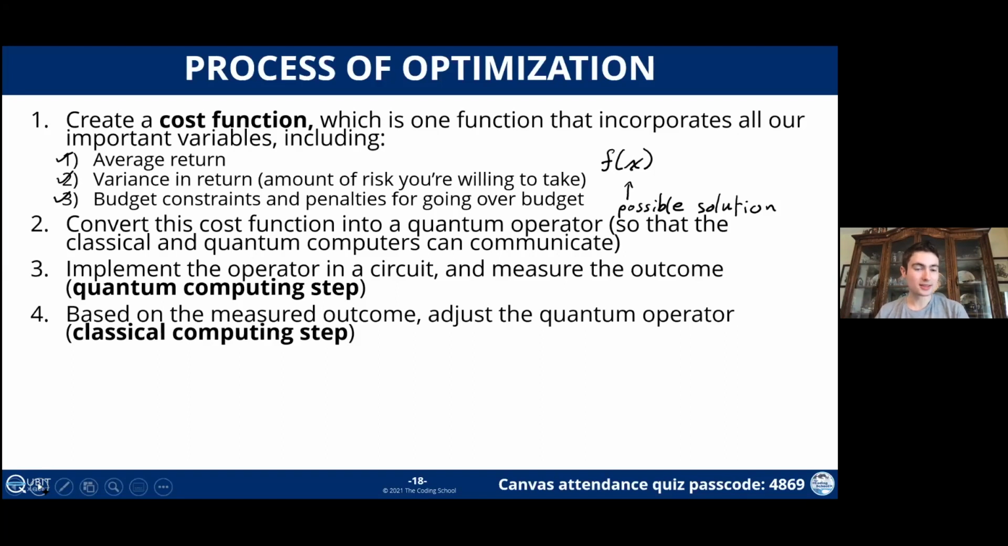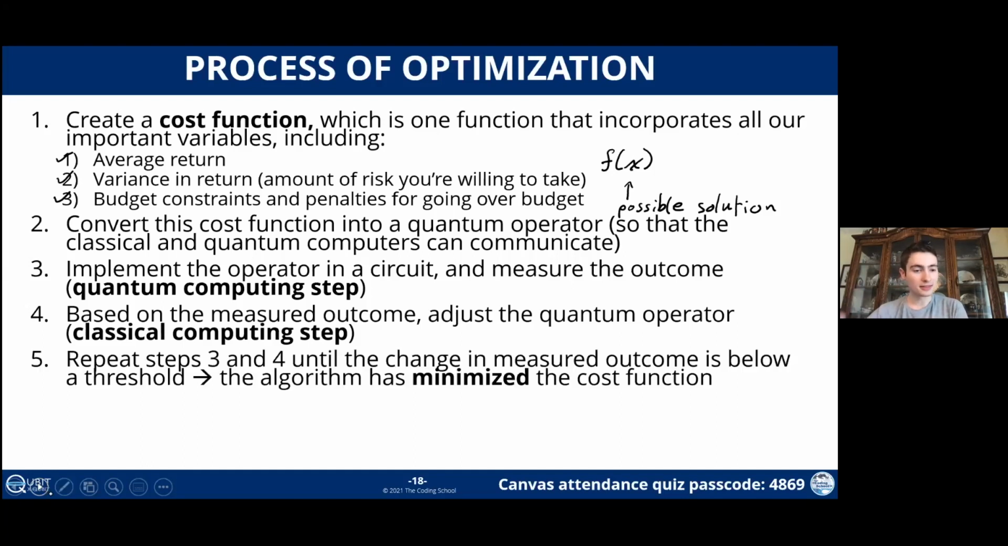Then step four, so this is going into our loop. Sometimes you'll hear this called the optimization loop. Based on the measured outcome, we're going to adjust the quantum operator. So our classical computer is going to do some number crunching and give the quantum computer a slightly different operator to measure. Okay, so that's the part where we get some feedback, then we update our guess.